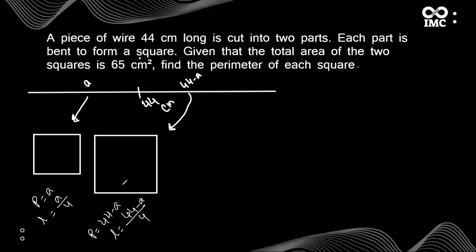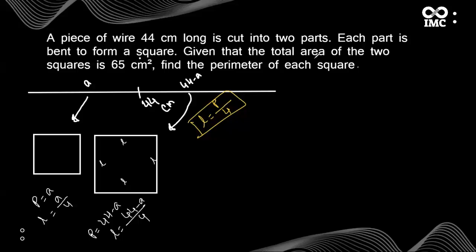Because here, how many sides are given? 4 sides. L, L, L, L. So 4L equal to 44 minus A. So L should be 44 minus A by 4. That means length of a square will be perimeter divided by 4. This is the formula for length of a square from the perimeter.